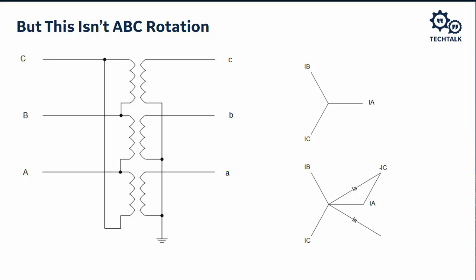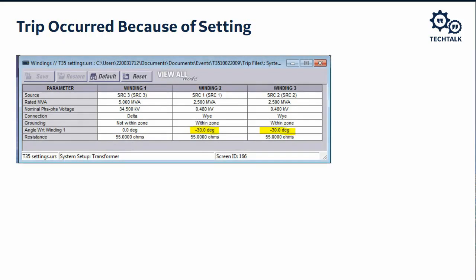So, how do we fix this, right? Ultimately, the trip occurred because of settings. That setting of minus 30 would be wrong. For this particular transformer, it needs to be minus 330. But it's more nuanced than that. The reason I say it's more nuanced is because the actual problem here, the reason that the other transformer wasn't tripping and this one was tripping, is because the two transformers faced each other.